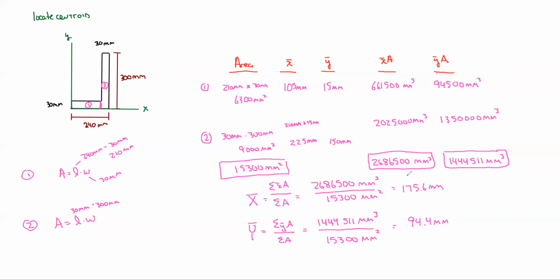All right, so what does it mean? The capital X bar and the capital Y bar describe the actual location of the centroid of the object that we just looked at. So the actual centroid for this object is at 175.6 millimeters from zero, right around in here, and 94 millimeters, probably right in here. The centroid of this object is 175.6 millimeters from the origin in the x direction, 94.4 millimeters from the origin in the y direction. There is the centroid of our object.